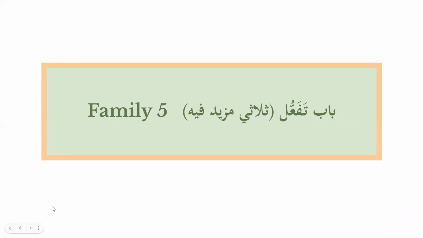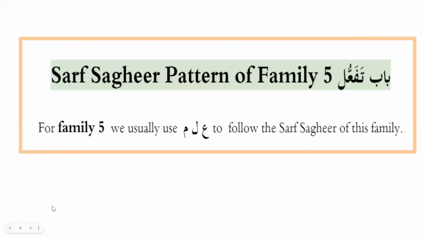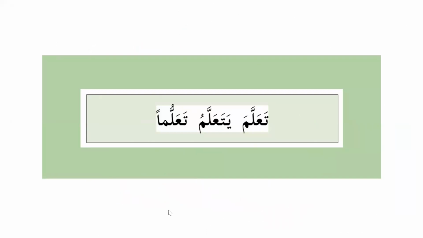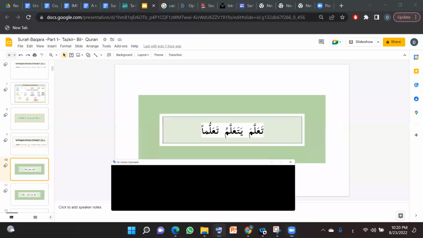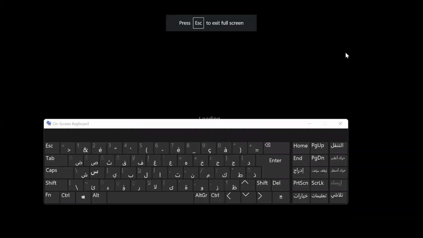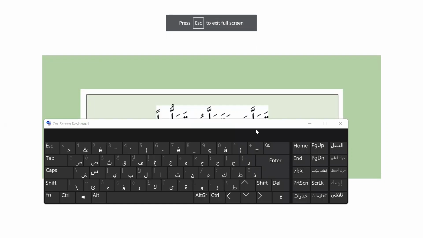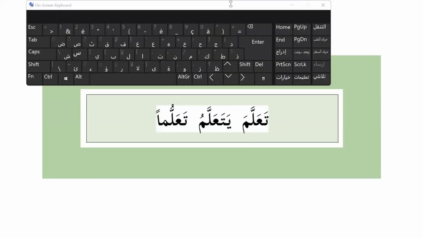And family 5, again ayn, lam, and mim. So over here we have ta. Let me first take this on, the keyboard.